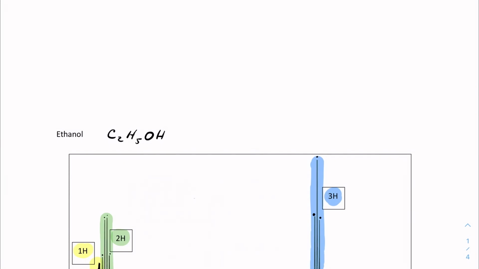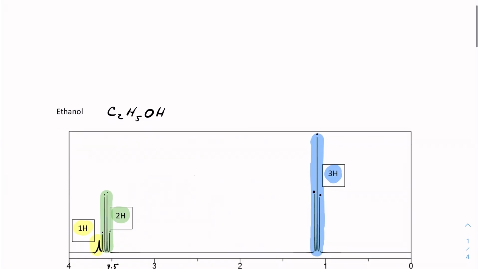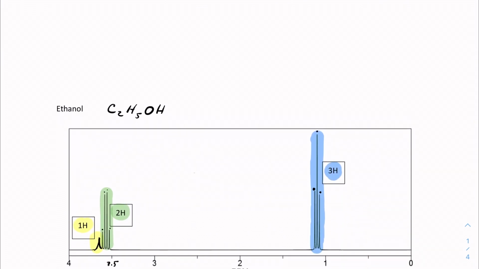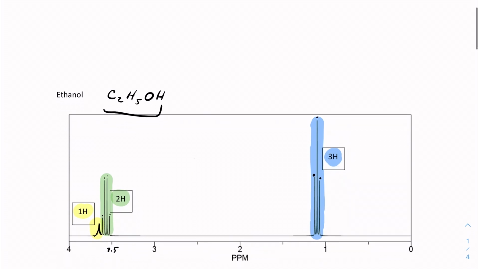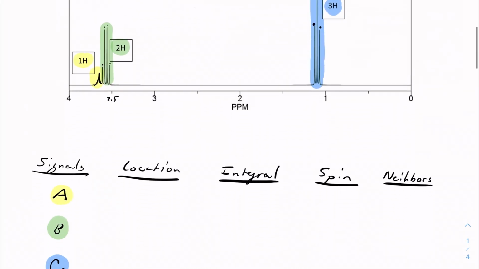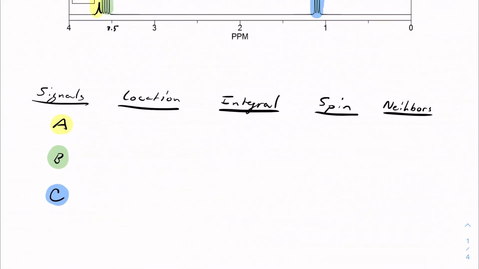Alright guys, hello. Today we're going to be looking at some proton NMR as well as some carbon NMR. We're going to start off with the carbon NMR for the molecule ethanol. I've taken the liberty of writing out the chemical formula and color coding our signals here, which we're going to look at in just a minute, and then setting up a little bit of a table to get us started.